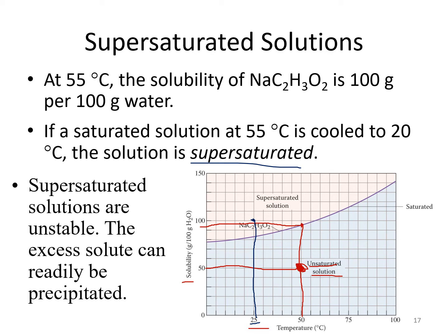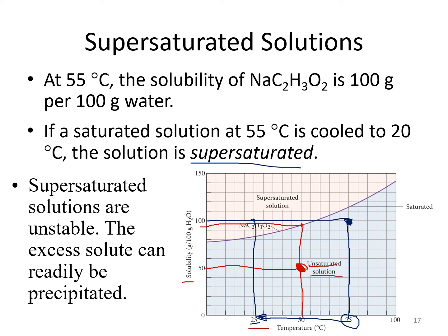So let's say I heat up my solution to 75 degrees Celsius. At 75 degrees Celsius, look at that, dissolving 100 grams of solute is unsaturated. So we heat up our solution to 75 degrees Celsius. We dissolve our 100 grams of solute. It is unsaturated. We then cool our solution back down to 25 degrees Celsius.